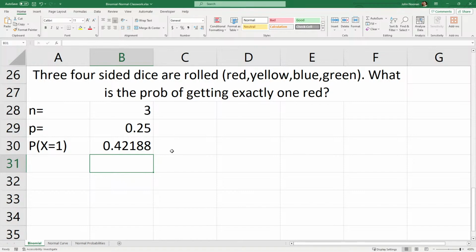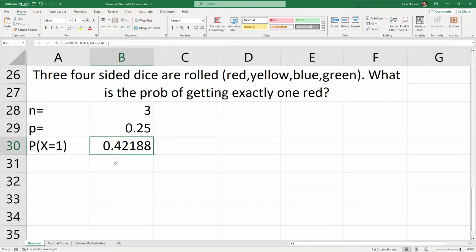Let's just do it one more time. And, oh, no reds. It's blue, blue, yellow. Okay, one more. I'm feeling lucky. There's one red, only one. So very nice. Okay, so that's the way that works. So when you see exactly, you're going to use binom.dist. If you see a range, binom.dist range.